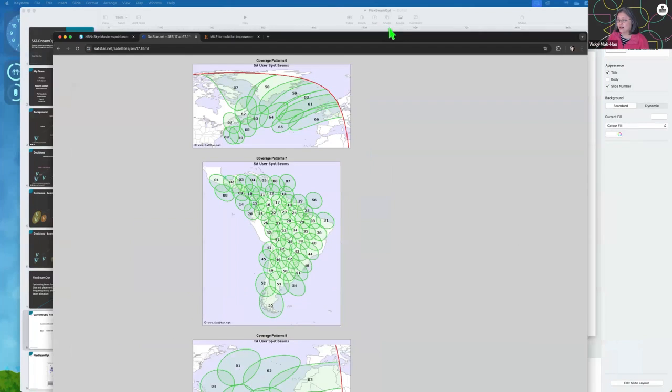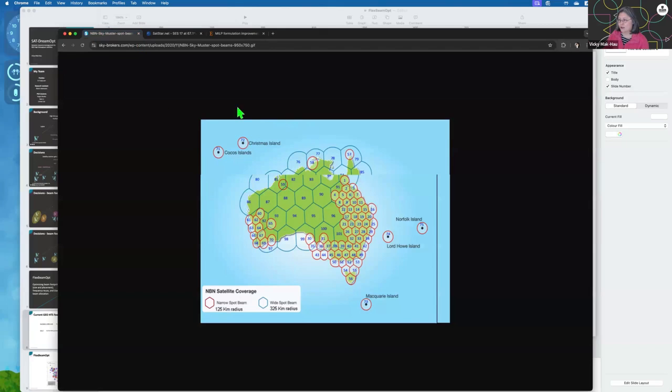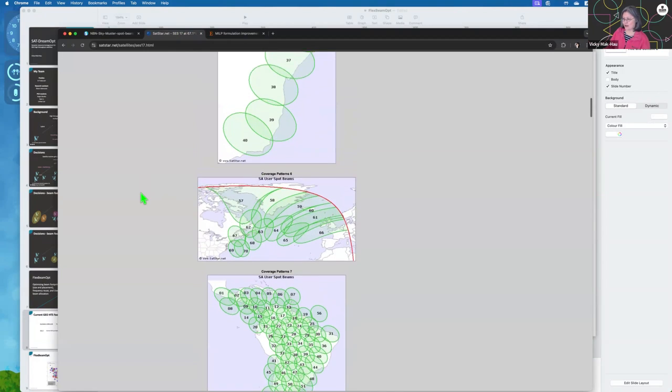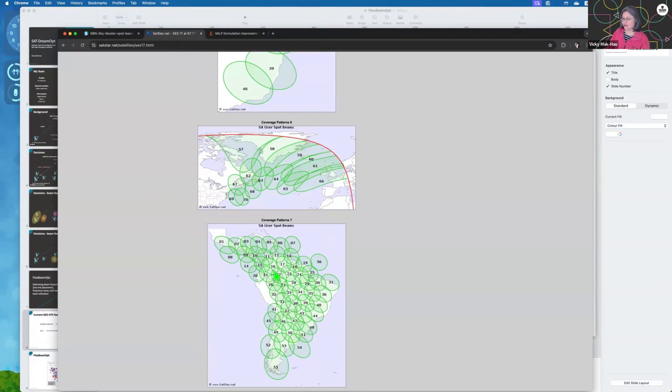show you something. So this is Australia's NBN CO1B. I think that's what the satellite is called. These are what their beam footprints look like. They are tessellated, something like this. They've got 2 different beam sizes, the small ones and the wider ones. The SCIS 17 has this kind of footprint. Again, they are tessellated.